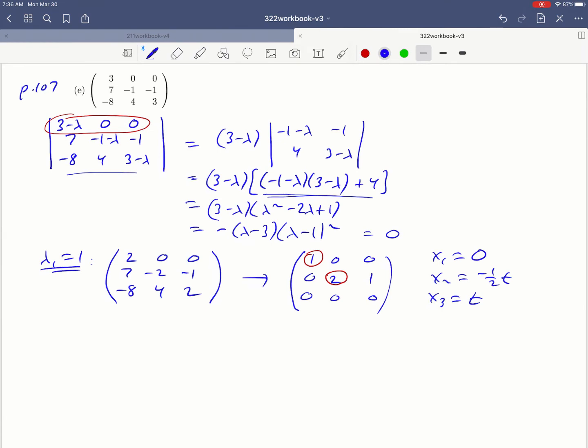So what would a basis for our eigenspace look like then? We really only have one eigenvector here. We can choose t to be anything we want as long as it's not 0. A convenient choice would be 2, because it's going to knock out that 1 over 2. If we let t equal 2, we're going to get 0, negative 1, and 2. There's a basis for our eigenspace.